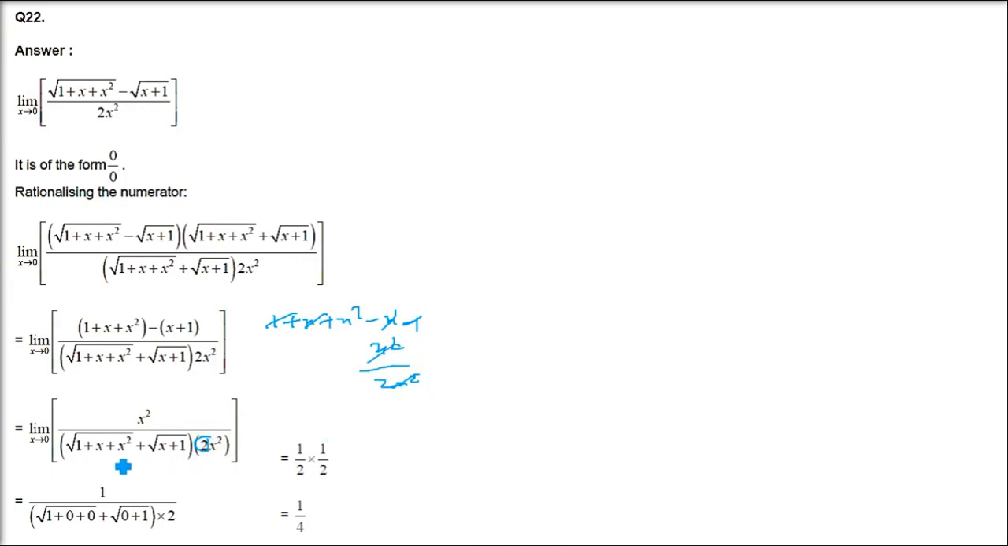So you have this under root 1 plus x square plus under root x plus 1. Now I put x as 0. You have 1 by under root 1 plus 1 by 0 plus under root 1 by 2. So you have 1 by 4 as the answer.